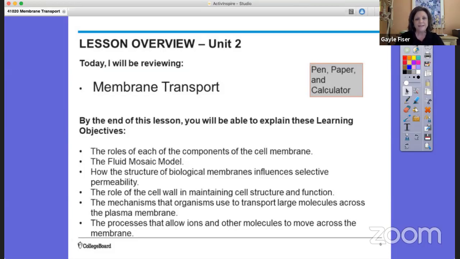By the end of this lesson, you'll be able to explain these learning objectives. I put everything into one form to kind of shorten this up. The roles of each of the components of the cell membrane and the fluid mosaic model, how the structure of biological membranes influences selective permeability, the role of the cell wall in maintaining cell structure and function, the mechanisms that organisms use to transport large molecules across the plasma membrane, and the processes that allow ions and other molecules to move across the membrane.